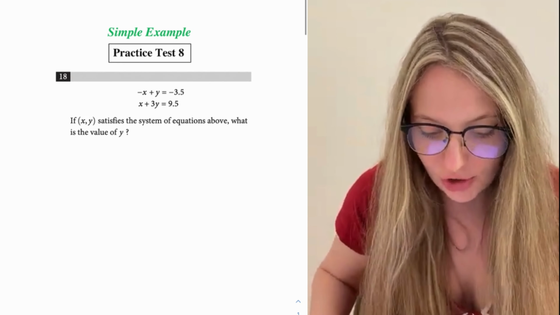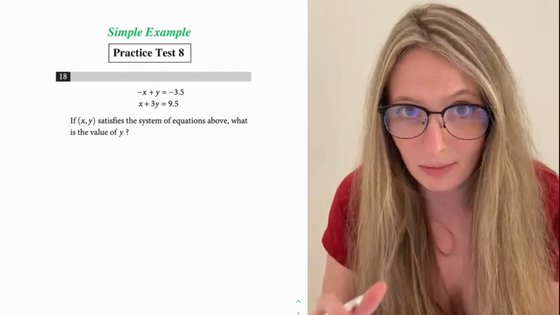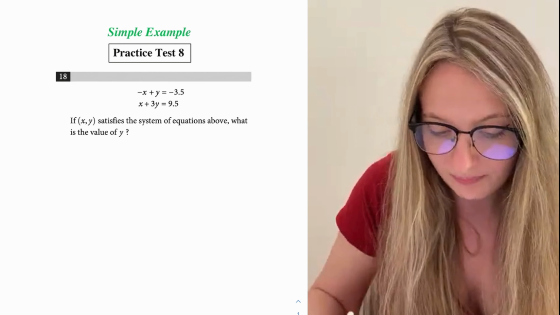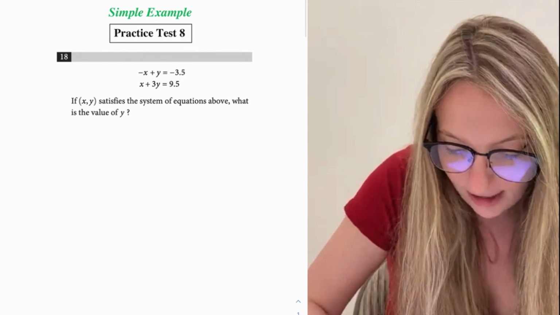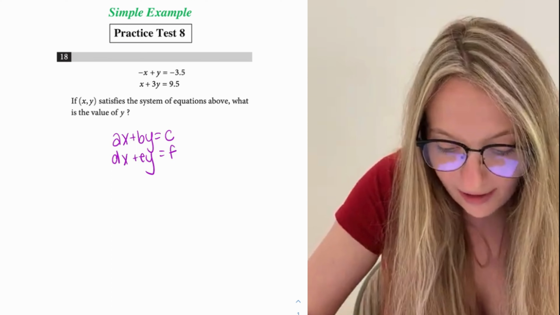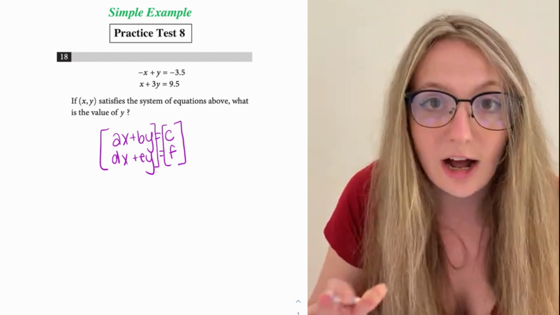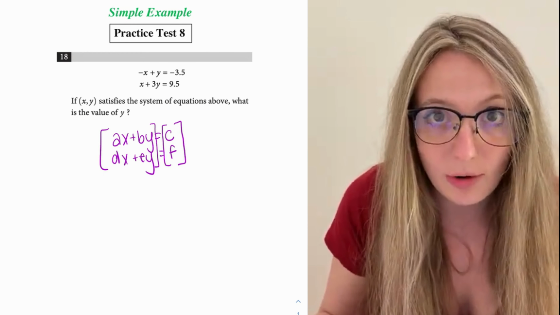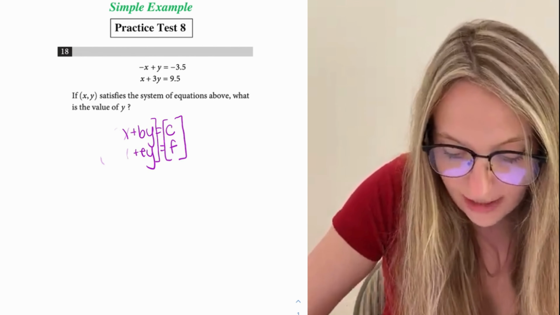When we check out question 18 right here, the first thing I want to note is the general structure that will tell you if you should be using elimination. Whenever we have the following setup, ax plus by is equal to c, and dx plus ey is equal to f, where all of the variables are on one side and all of the constants are on the other side, that's how we know that we should be going with the elimination method.